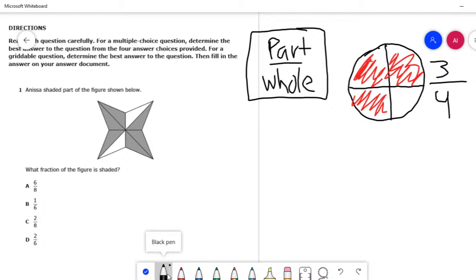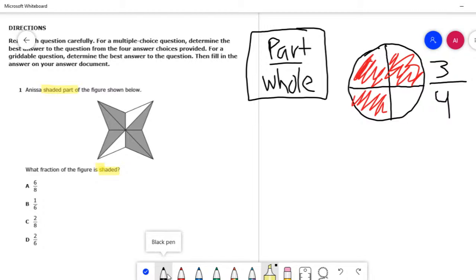So now let's get started with this problem right here. This is the first problem from, I believe, the 2016 Math STAR, and this is TEKS 3.3a. Anissa shaded part of the figure shown below. What fraction of the figure is shaded? So let's highlight the most important parts. She shaded part of the figure shown below. That's important. And what fraction of the figure is shaded? It's important to remember it's asking what's shaded. It could ask us what fraction is not shaded. But here it's asking us what is shaded.